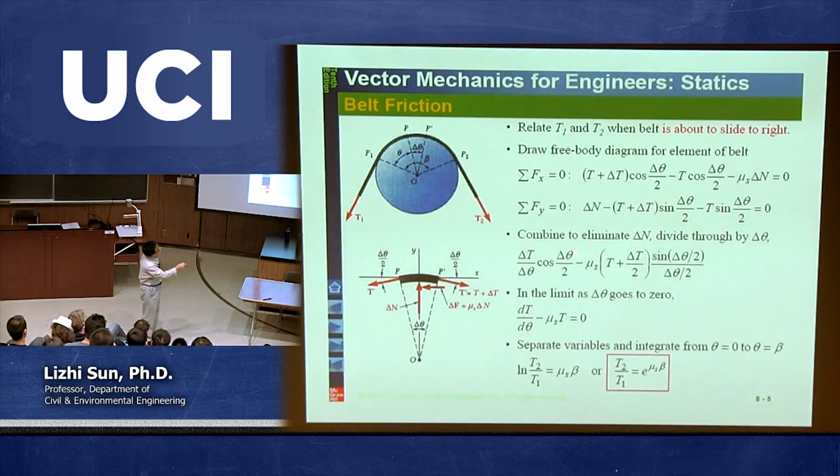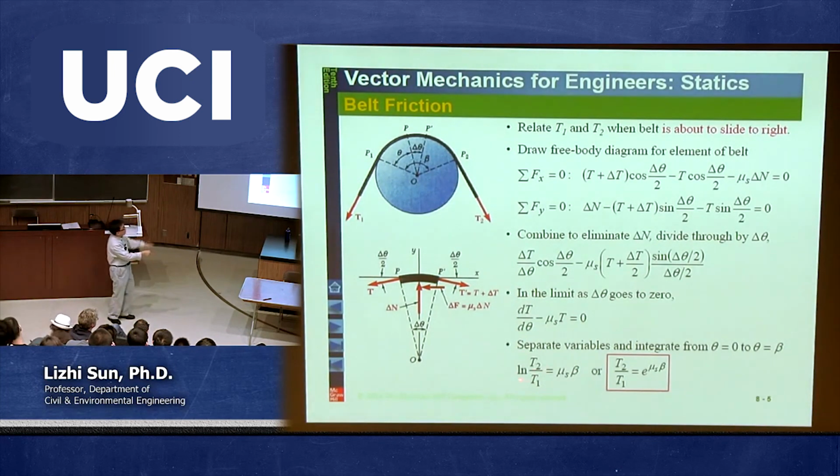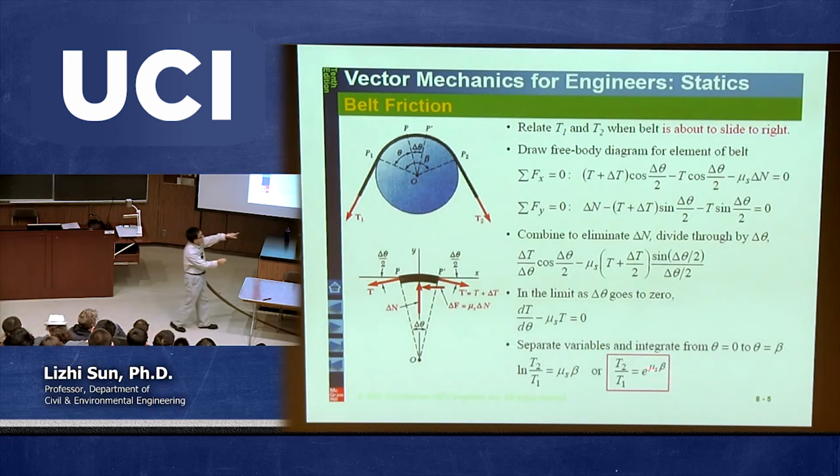Now, combining those two equations, you need to get rid of delta N first, because delta N is something we don't need. We want to build a relation between T and T prime. So combining them, you eliminate delta N, then you get this one. And then you keep making delta theta smaller and smaller until it reaches 0. Then delta T becomes dT, and delta theta becomes d theta, and this equals 0. This is a differential equation. You integrate it, and finally you get this one. So from this log equation, you can get an exponential equation, a relation between T2 and T1.